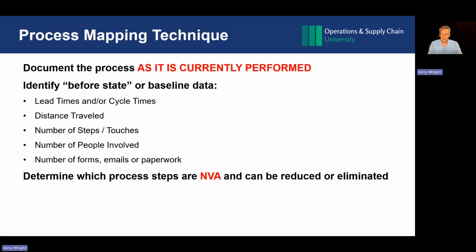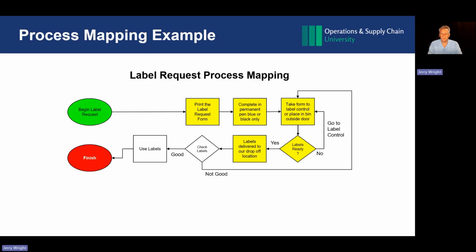Here's another quick example. This was done in a virtual format. So this was a label request process map. Pretty simple, only a handful of steps. So we begin with the label request, which involves printing the label request form, completing it in permanent pen, blue or black ink only. Take the form to label controller, place in the bin outside the door.